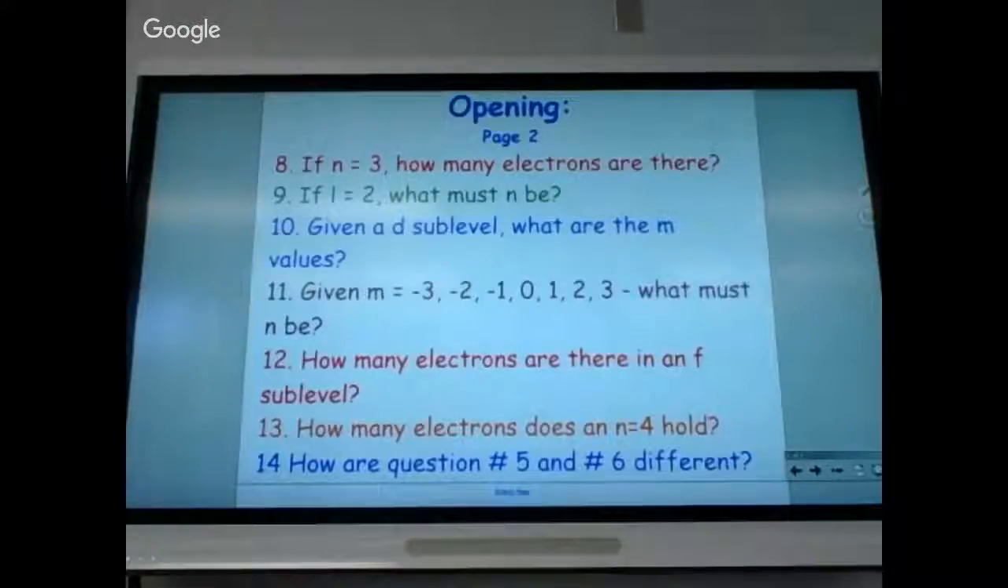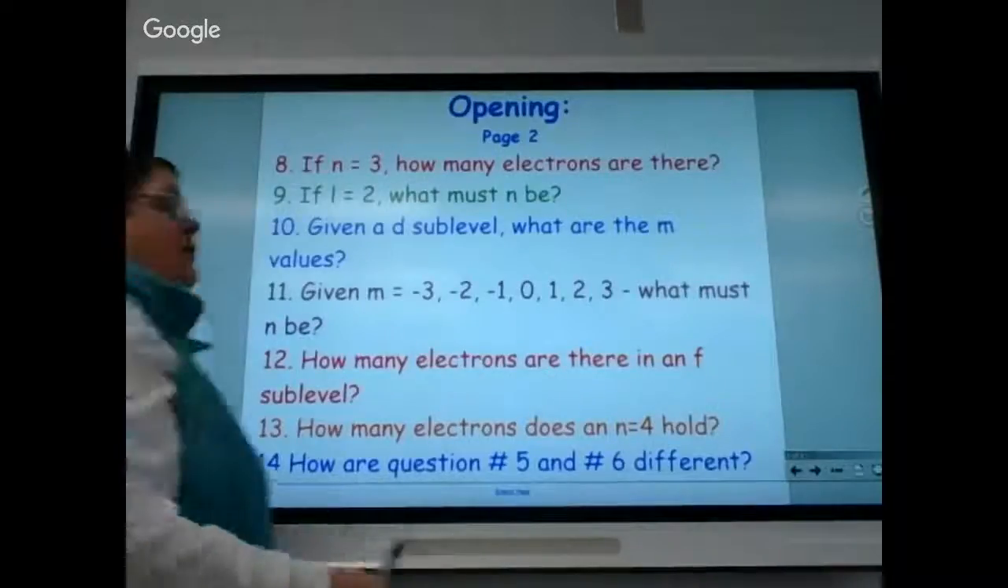Is there a difference between 12 and 13? No. You sure? People get these two mixed up all the time on the quiz and the test. Yeah, there is. And there's a huge difference in the answer and in the question. Don't you have to add the electrons of all the levels? For which one? 13. For 13. Okay?